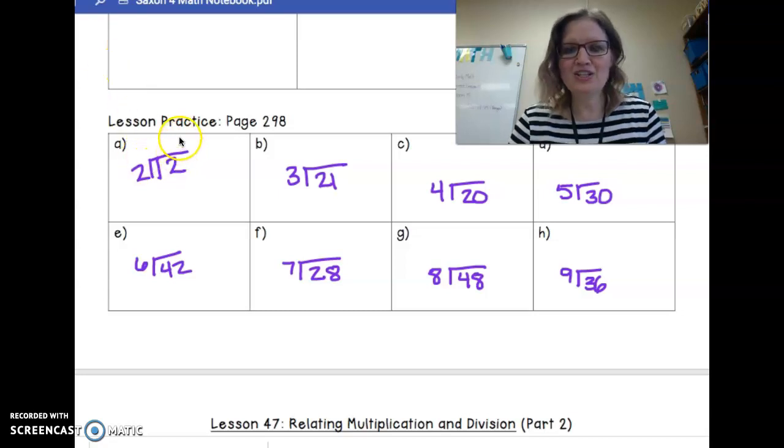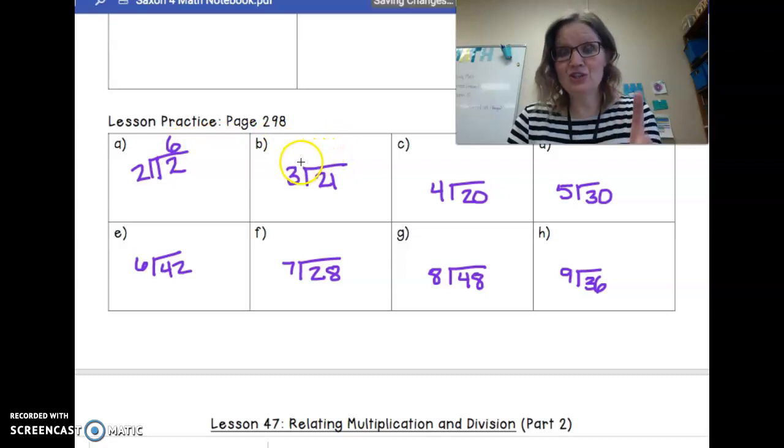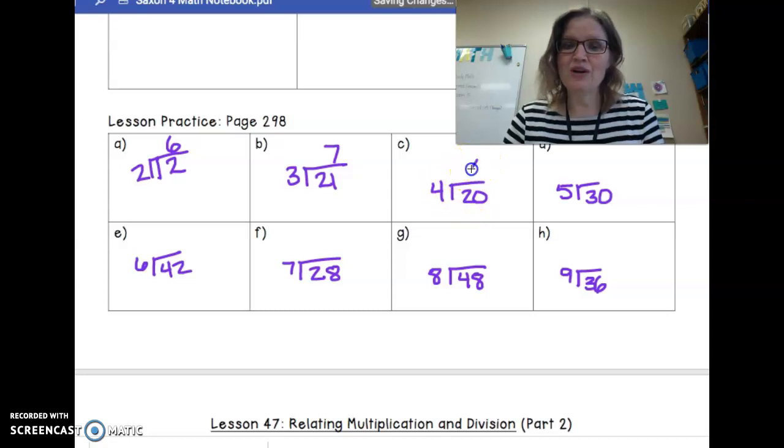12 divided by 2 is, we can put it in 6 groups. So I want you to do this and then pause. Pause first, then do it, and then come back and see if your answers are correct with me. 21 divided by 3 is 7. 20 divided by 4 is 5.